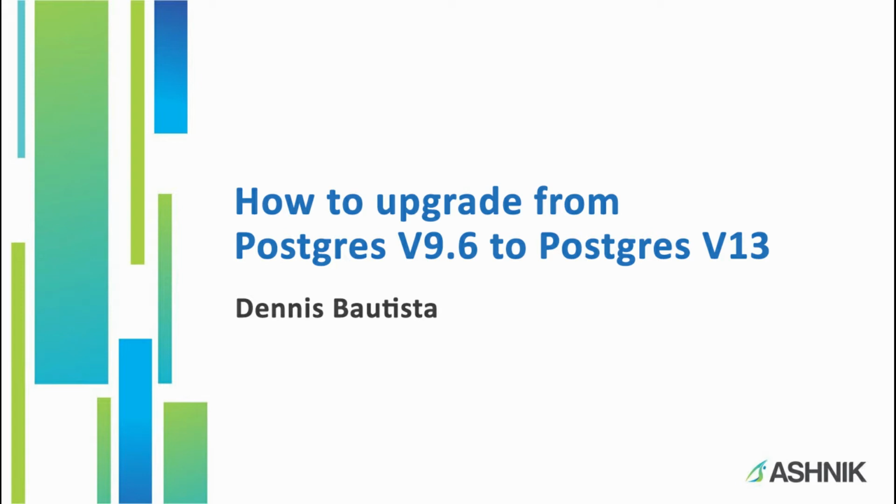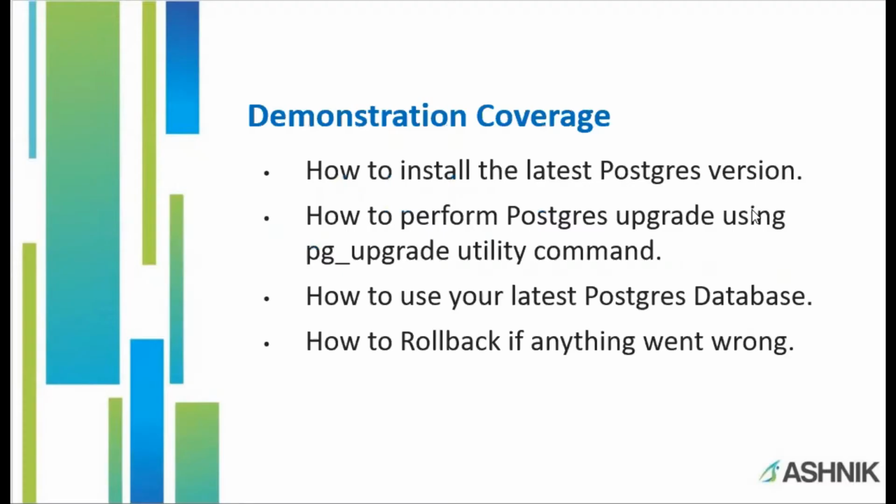For this session, I'll be showing you how to do a major Postgres upgrade from version 9.6 to version 13. We will be using pg_upgrade to do this, and let me also discuss some of the best practices in Postgres upgrade. So what we're going to do is have Postgres 9.6 installed, and I want to upgrade this to version 13. I will be installing Postgres 13 on the same server, and then we will perform the upgrade using the latest version of the pg_upgrade utility command.